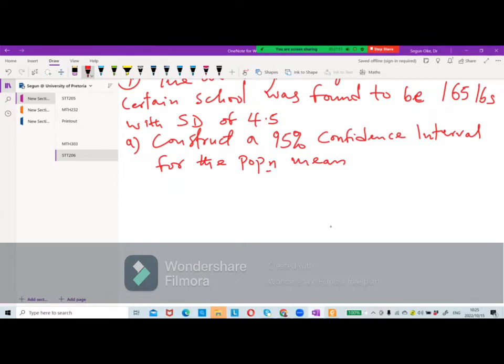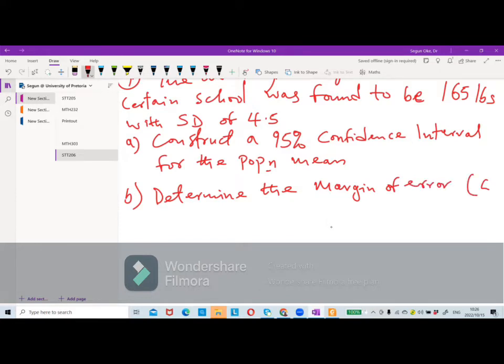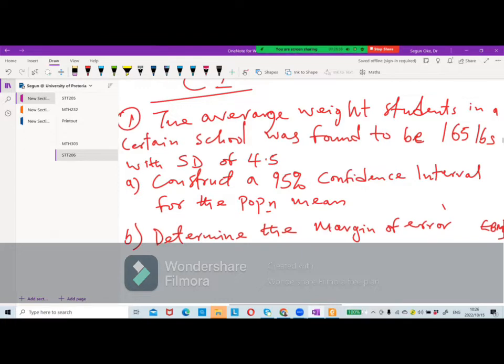Two, B, determine the margin of error, call it EBM, margin of error for the population. So how do we solve this one?